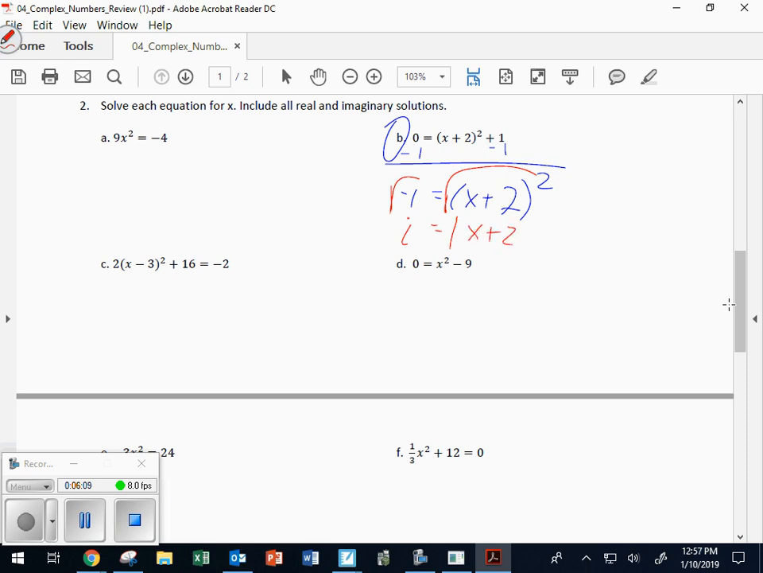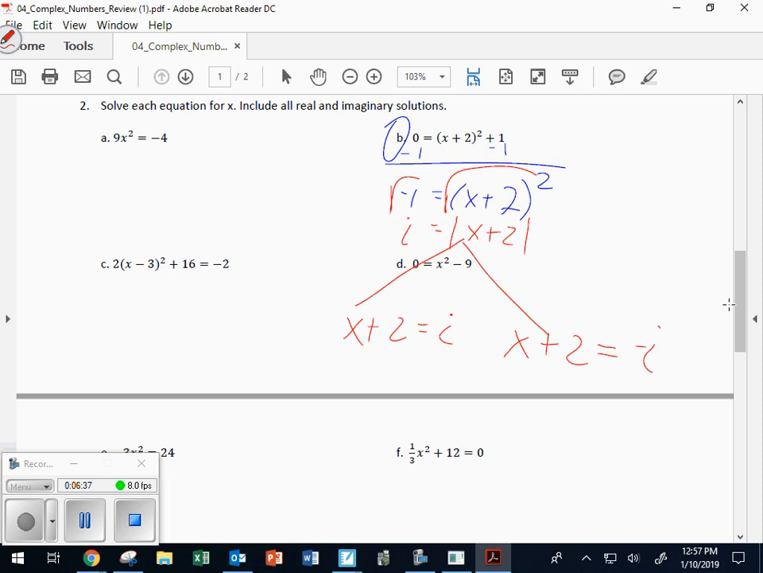I know a lot of people forgot that. When you square root a variable, it's absolute value. It happens all the time. It happens in honors pre-calc all the time, too. Kids forget that. All right, then what does it mean to have an absolute value? That you do it twice. You do x plus 2 is I, and x plus 2 is negative I. And then you just have to subtract 2 from both sides, and you got it.